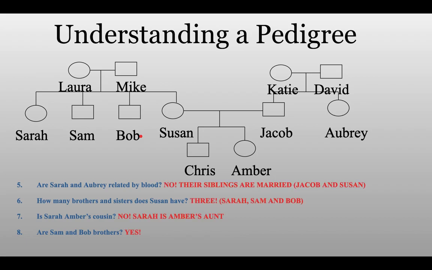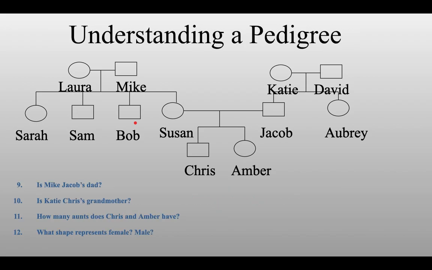So Sarah and Aubrey are not related by blood. Their siblings, Susan and Jacob, are married, so they are in-laws. Susan has 3 siblings, 2 brothers, Sam and Bob, and 1 sister. Is Sarah Amber's cousin? No, Sarah is Amber's aunt. And then yes, Sam and Bob are brothers. All right, 4 more questions.